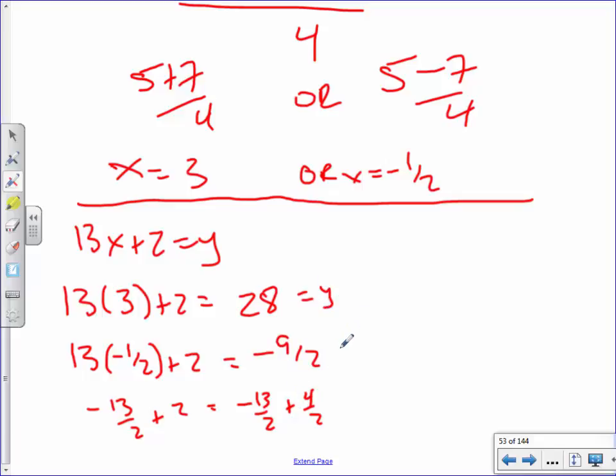Did I lose you guys there? Okay. So I had my equation 13x plus 2 equals y, and I'm plugging in minus a half. So to try to figure this out, 13 times minus a half, I just made it minus 13 over 2. Then I'm adding 2, so it's like 2 over 1. So then I'm timesing this by 2 and by 2 to get common denominators. So 2 times 2 would give you 4 over 2. So then minus 13 plus 4 is minus 9.